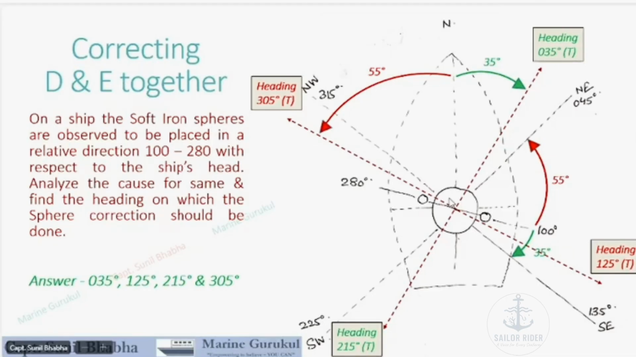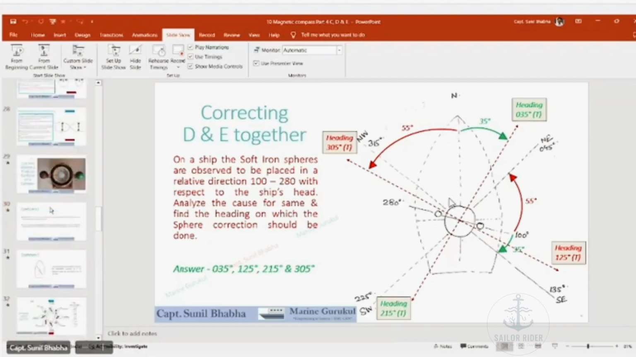Sir, whether this port soft iron sphere distance and starboard side will be the same, or it will be depending on how we are correcting? Okay, you mean to say the scale position of the spheres? Yes, sir. There will be graduation, right, in the port sphere. Yeah, how much that is correct. That is correct, beta. Let me show you. Just give me a minute, I'll show you.